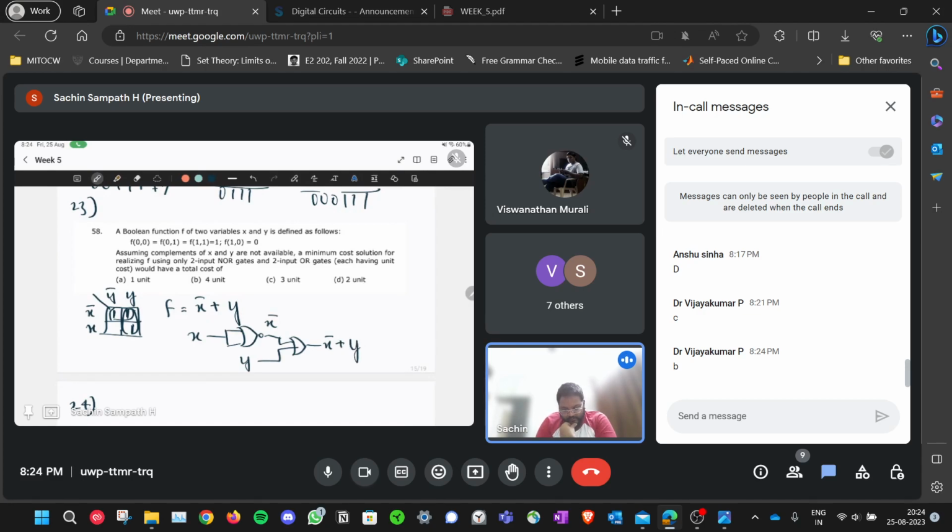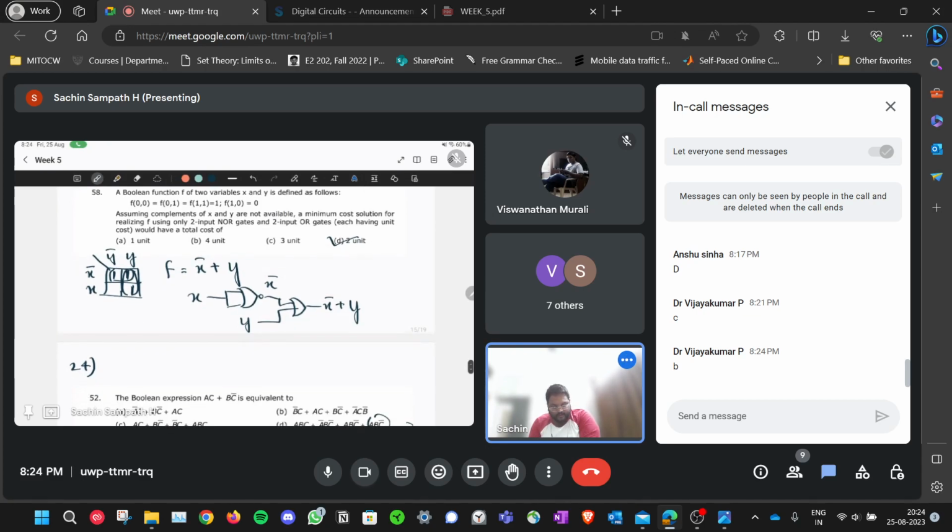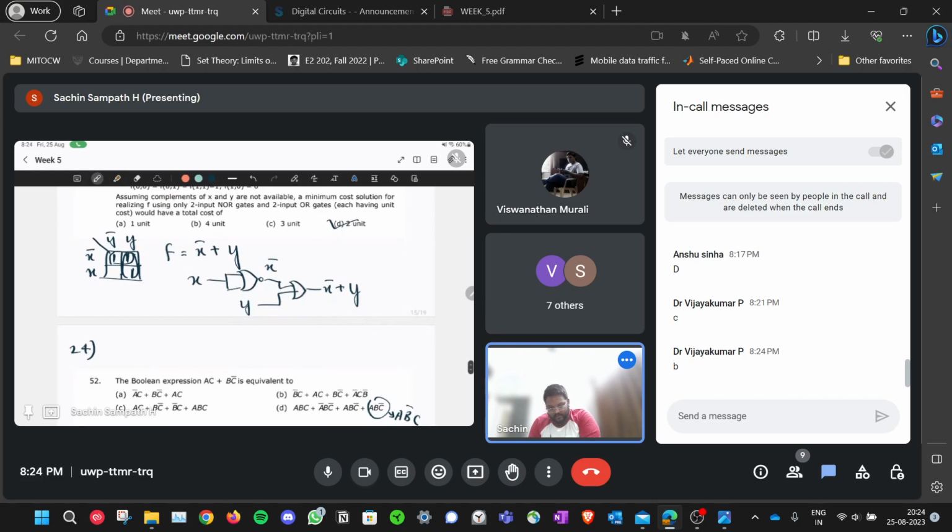So you could do it with 2 units. And since one term is complemented and one is uncomplemented, there's no possibility of getting this expression with a single gate. This is the minimum.